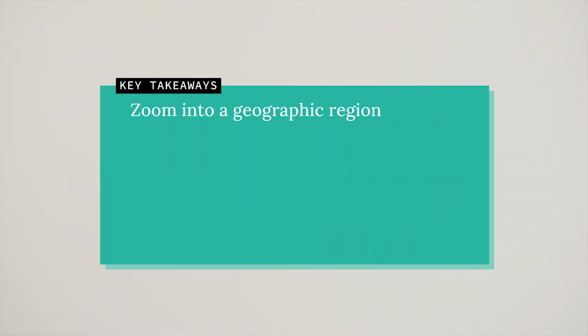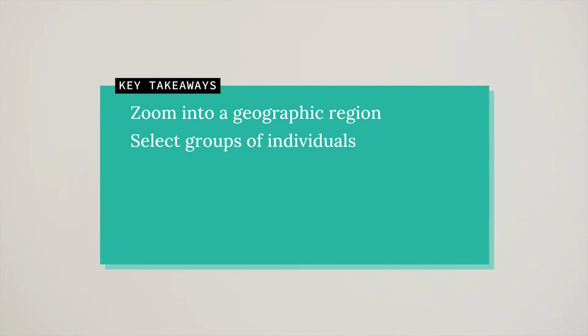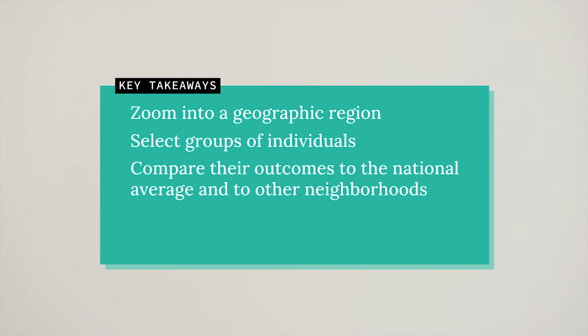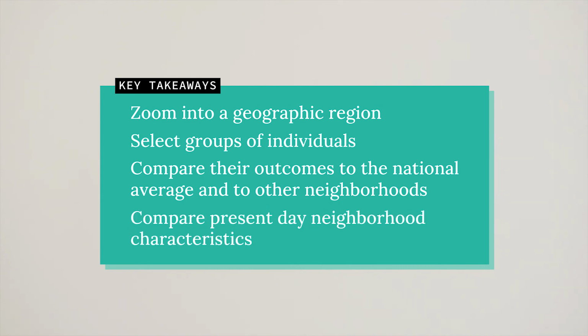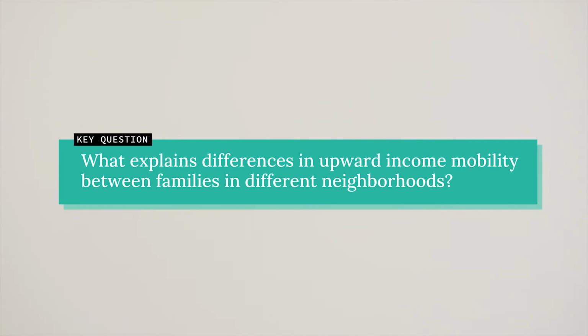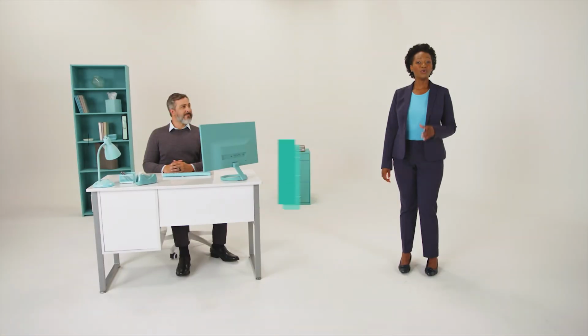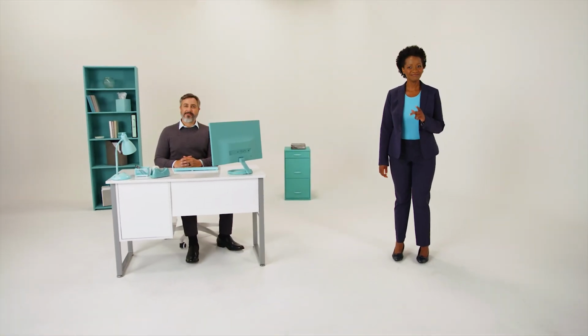Now, let's have a quick review of what we've learned in this module. You can use the Opportunity Atlas to zoom into a geographic region, select groups of individuals, and then compare their outcomes to the national average and to other neighborhoods. You can also compare present-day neighborhood characteristics. And the question we're trying to answer is, what explains differences in upward income mobility between families in different neighborhoods? We'll get closer to answering that question in Module 3.